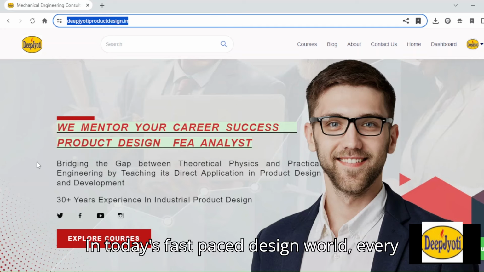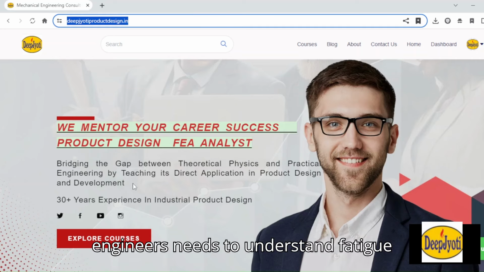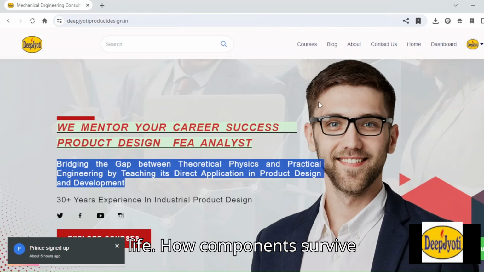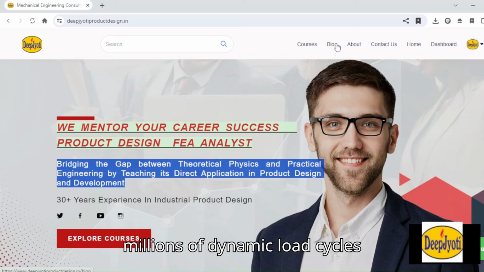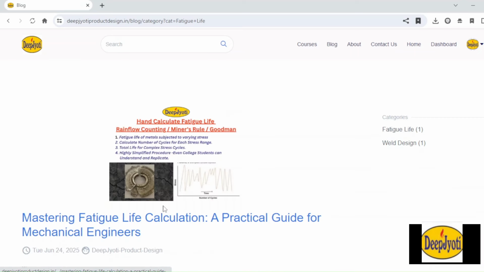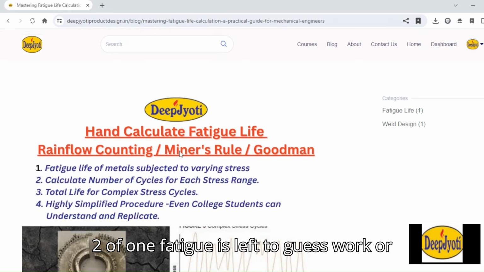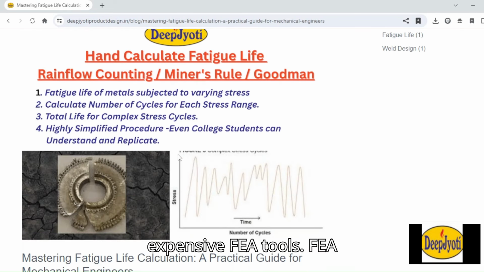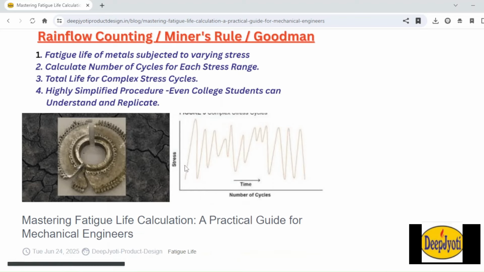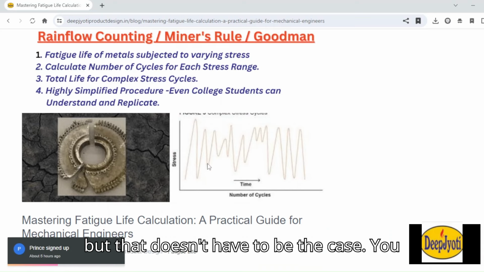In today's fast-paced design world, every engineer needs to understand fatigue life, how components survive millions of dynamic load cycles, not just static load. Too often, fatigue is left to guesswork or expensive FEA tools. FEA tools have failed to calculate the exact life of a component, but that doesn't have to be the case.